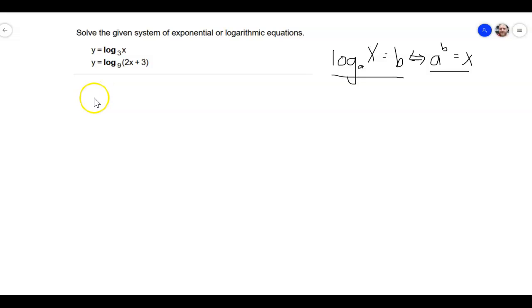So this first equation can be written as 3 raised to the y is equal to x. And the second one can be written as 9 to the y is equal to 2x plus 3. Now here's the really tricky part. Oops, that should be a y there, so let me make that a clearer y.